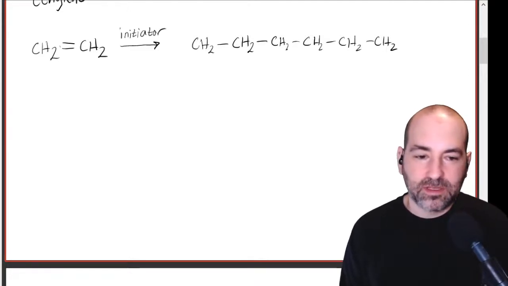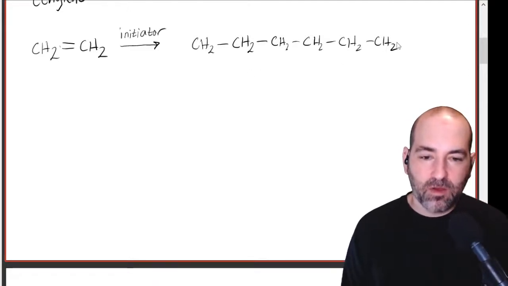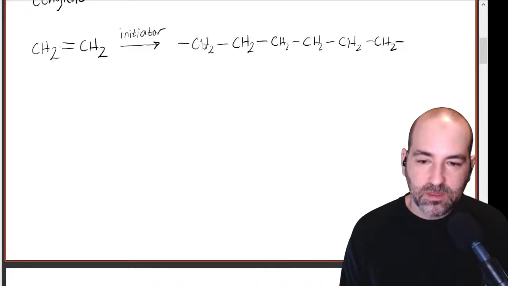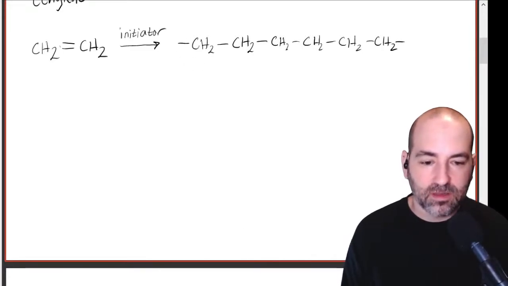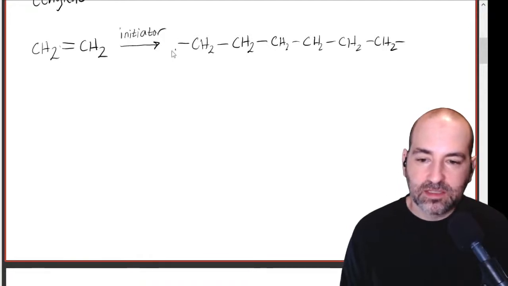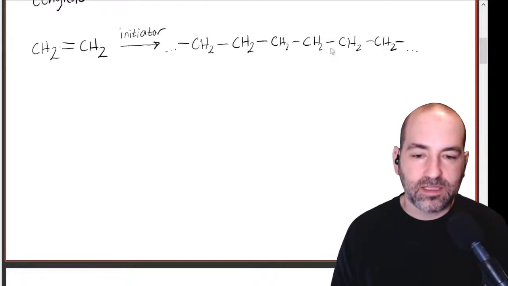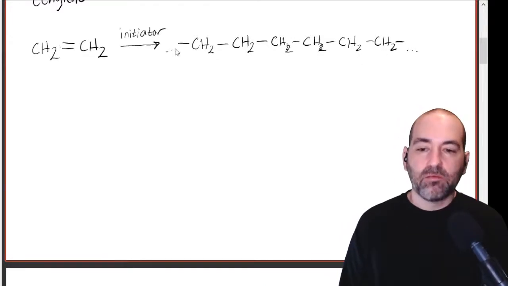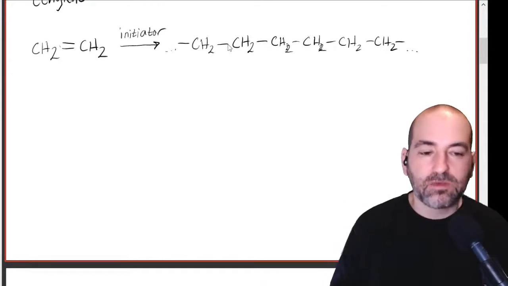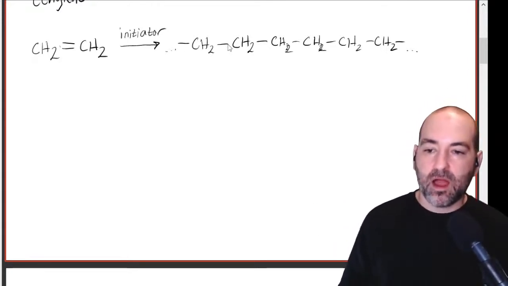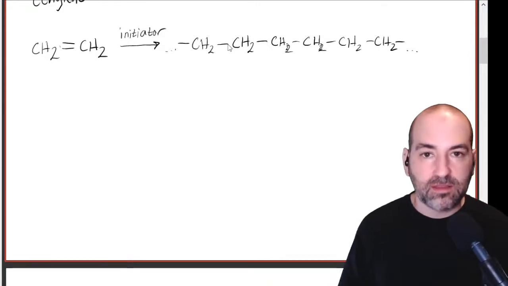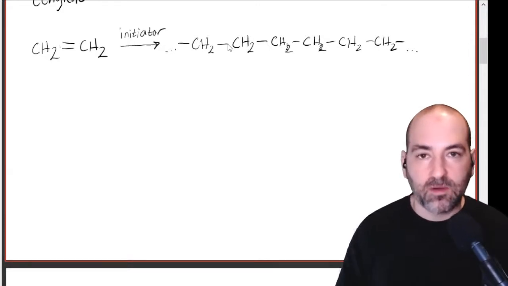So that's going to keep going. And if you really do your accounting around the bonds, like how many things are connected to the carbons, you'll see that actually the ends need them too. So we often express polymer structures as infinite like this, even though realistically they're not infinite. But we sort of say they just keep going on and on, so we don't really have to worry about what's on the ends. In reality, they're terminated.